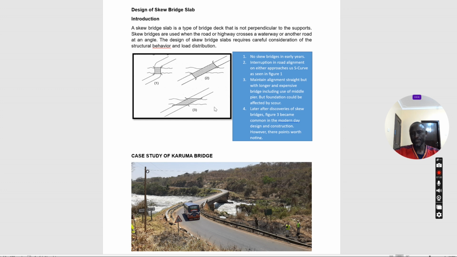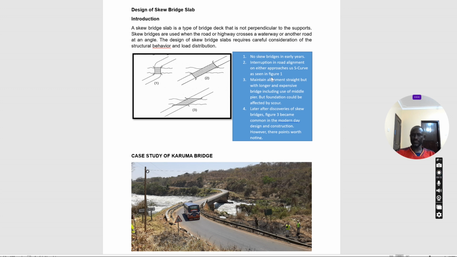Then scenario 3 is now when skew bridges were discovered. That is when you get to know the skew angle and orientation, and you go straight without a problem, and then you design. So the abutment and the pier support system will all be aligned to the floor, and you have your skew angle taken care of in your design. Of course, there's an equal distribution of forces, but still that will be taken care of.